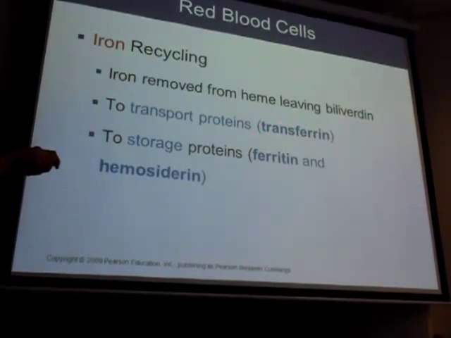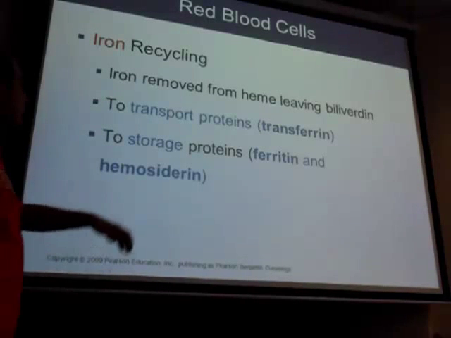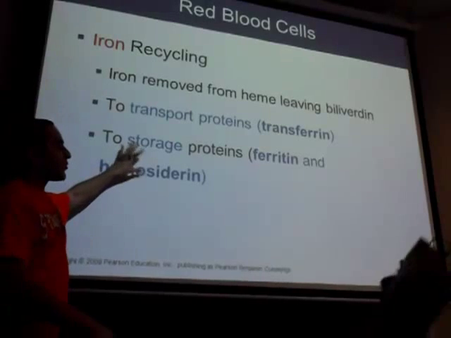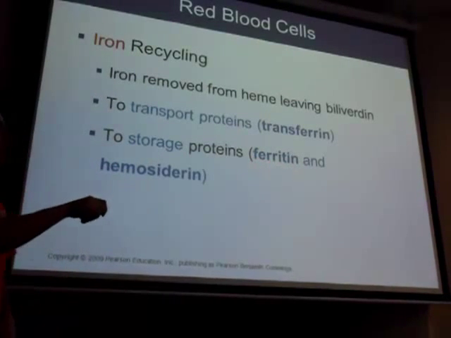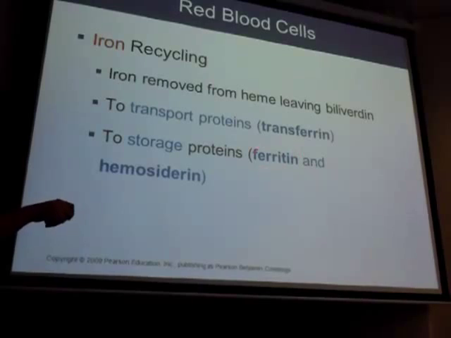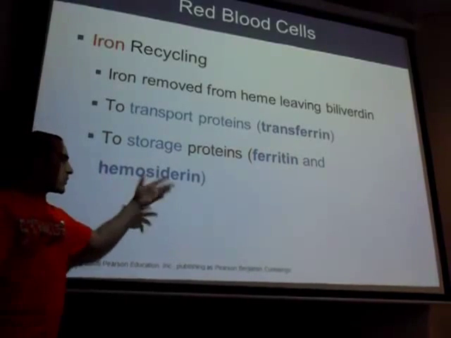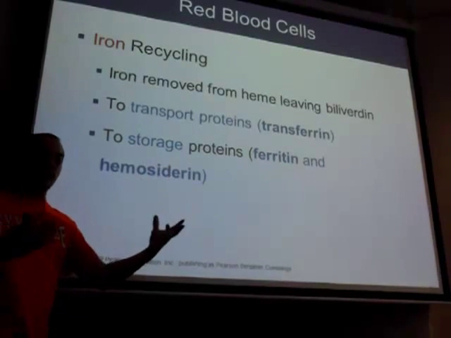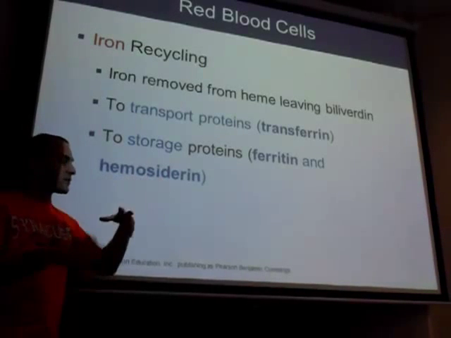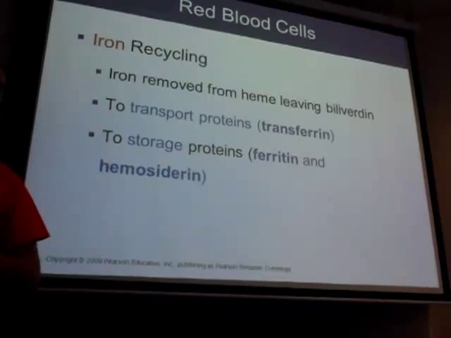So transferrin is just a molecule that's going to help transport the iron to wherever it's going to go, mostly to the bone marrow. And when it gets stored, it's stored as these two compounds. Ferritin, just meaning the iron. Not too much to say here, just these are storage compounds. And hemosiderin is just another storage compound as well.